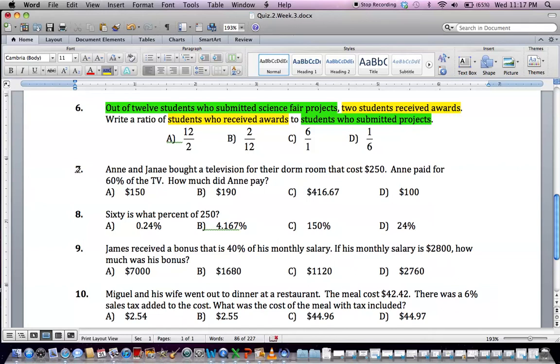Number 7. Ann and Janae bought a television for their dorm room that cost $250. Ann paid for 60% of the TV. How much did Ann pay? She paid for 60% of the TV. What does of mean? Think about that. So we want to find out how much Ann paid.